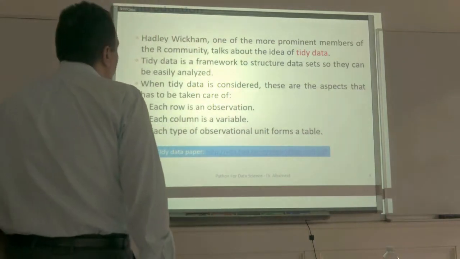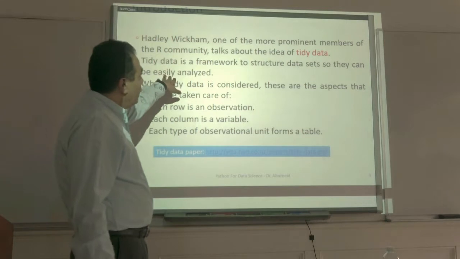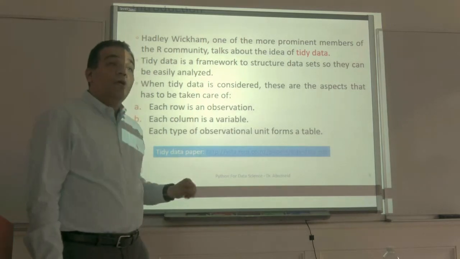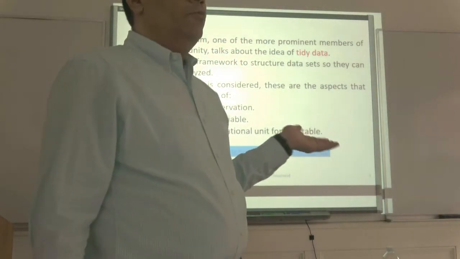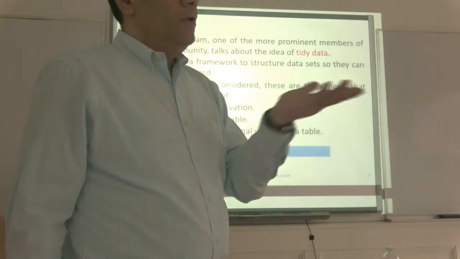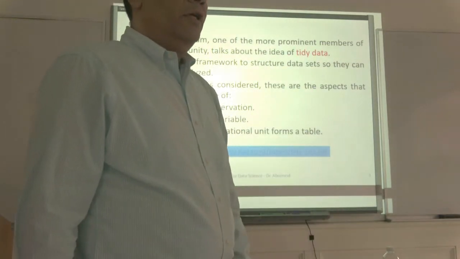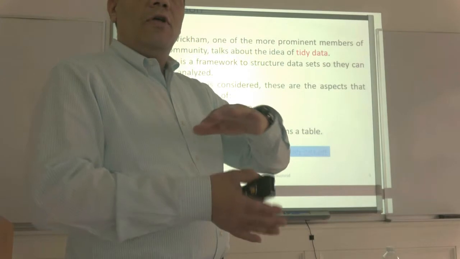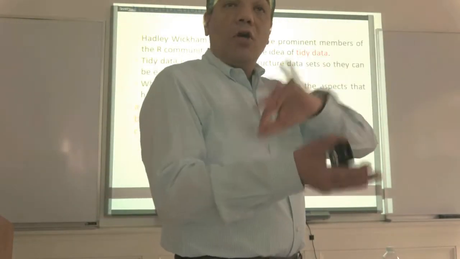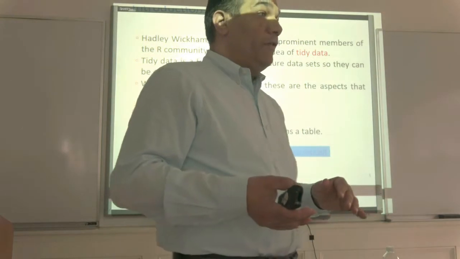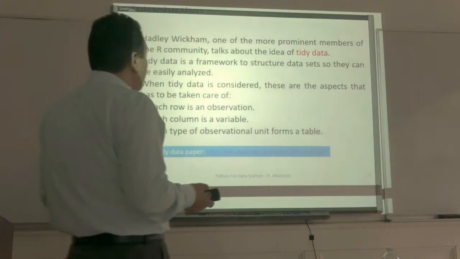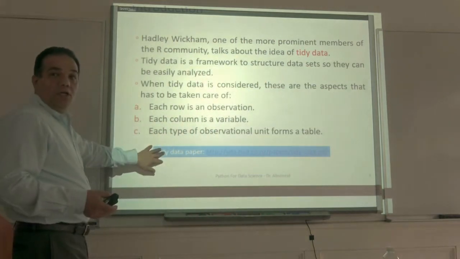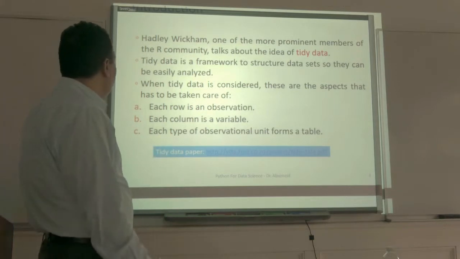Tidy data is a framework to structure data sets so they can be easily analyzed. You could write any table, any data frame, with the rows and columns and column titles the way you want when you collect the data. But when you start writing the code to analyze the data, sometimes you need to change the format, the look, the columns, the rows of your data frame. How do you do that without losing data? Why are we going to do that? To create tidy data. It's a very nice article. I truly recommend you take a look at it if you have time.